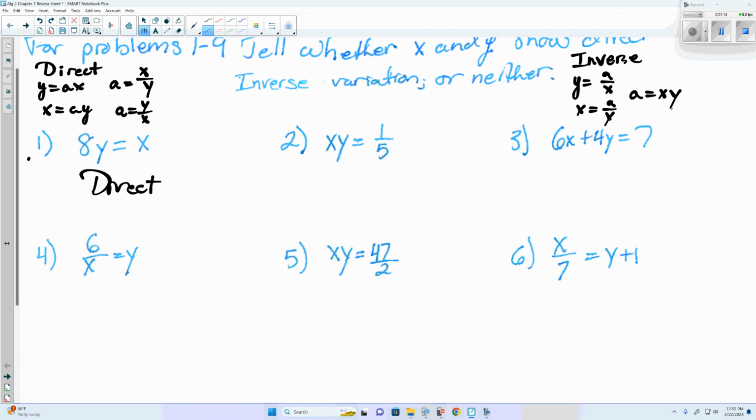Now neither, there's one giveaway for neither, and that is addition or subtraction. So number 3 is neither. Number 6 has plus also, so it is neither.